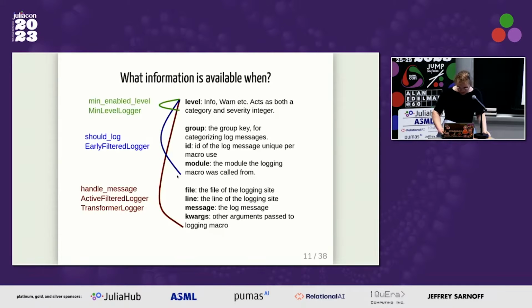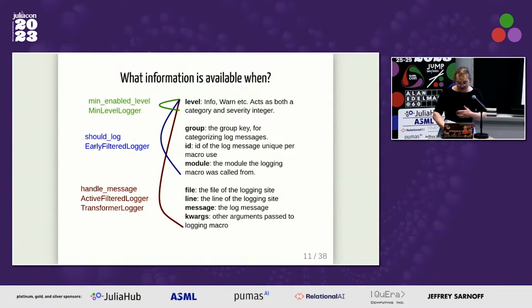So for these different functions, we have different information available to them. As I mentioned, we have the level, which is available to everything, including the MinLevelLogger. So that's the @info, warn, etc., things like that, which is both a category and named. It's also a severity integer. So when you come to filters, you can do something like filter all things of warn or above, or you could say filter all things of 2000 or above.